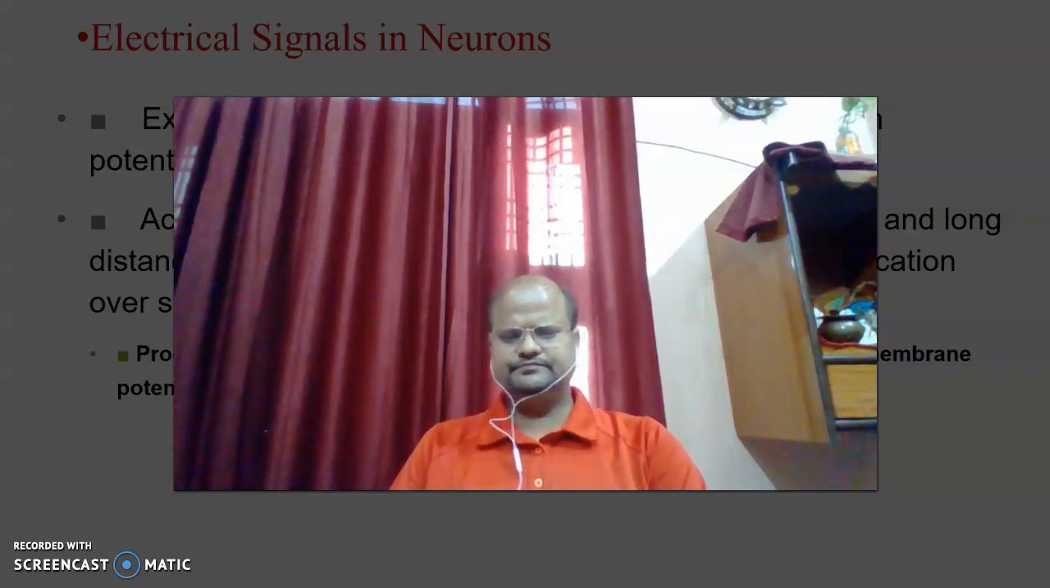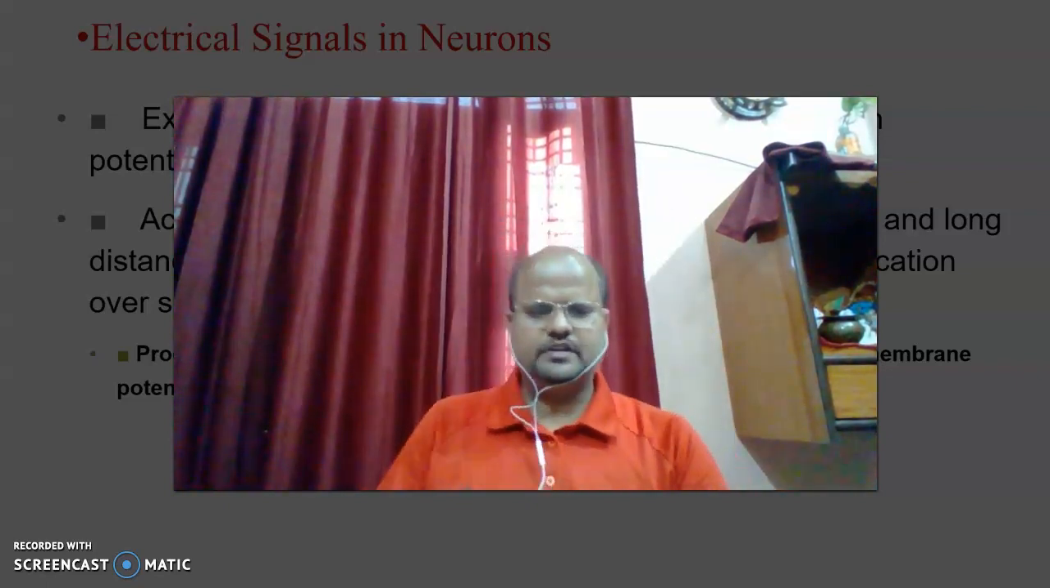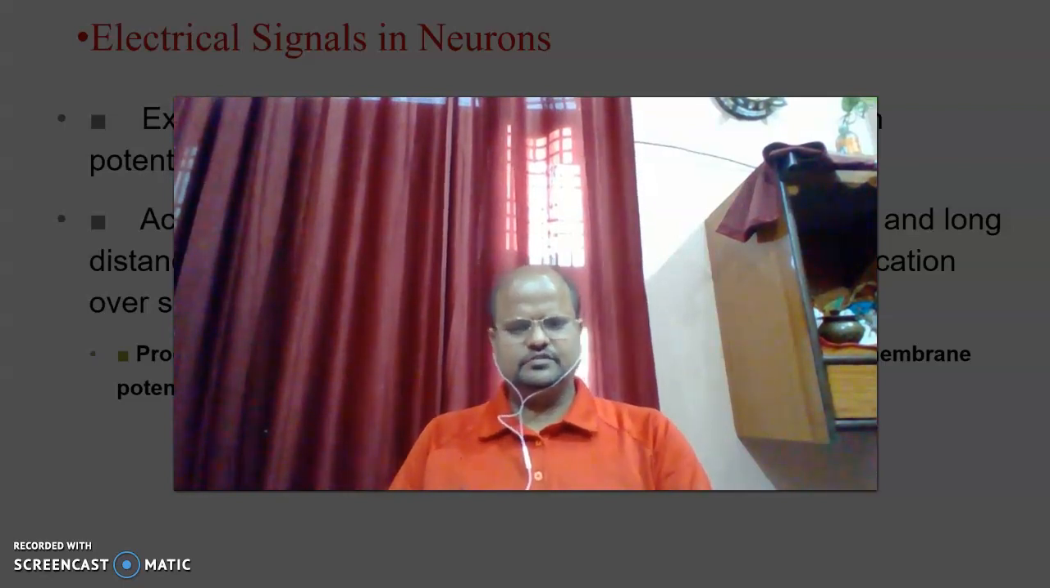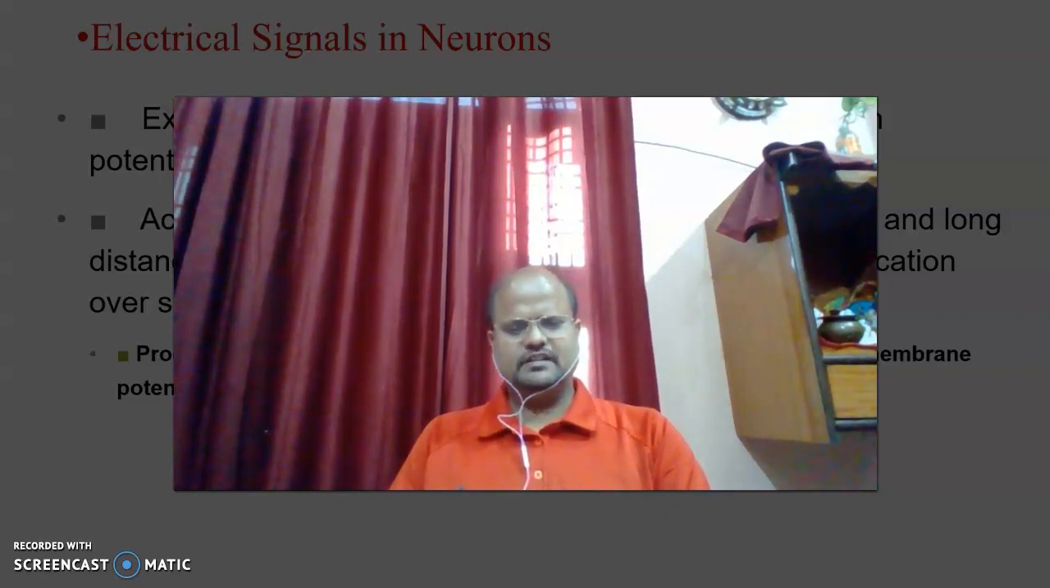Good morning, friend. Today we are going to discuss the action potential, or conduction of nerve impulse, in neurons. Basically, when neurons communicate with each other, there are two ways: one is graded potential, the other is action potential.